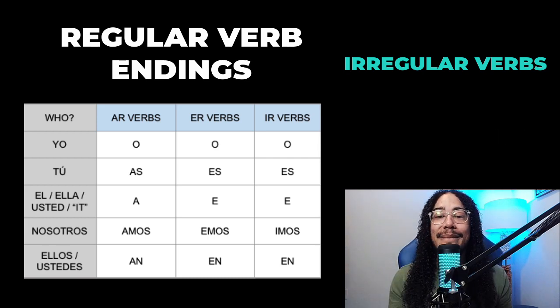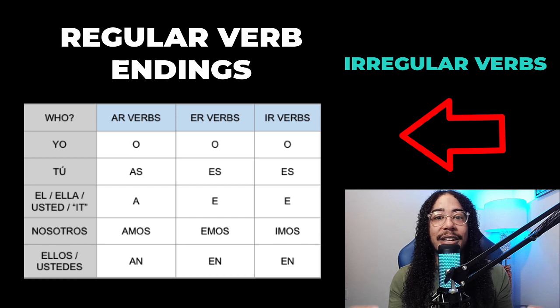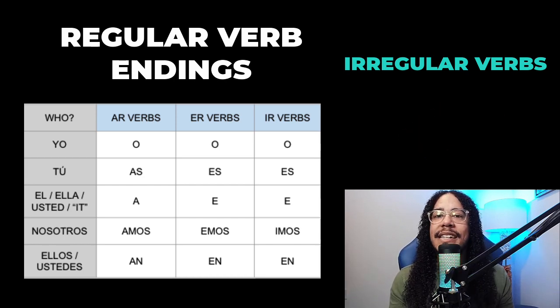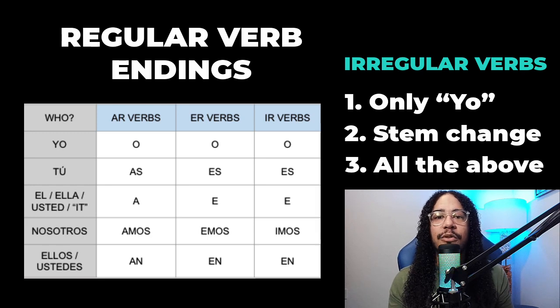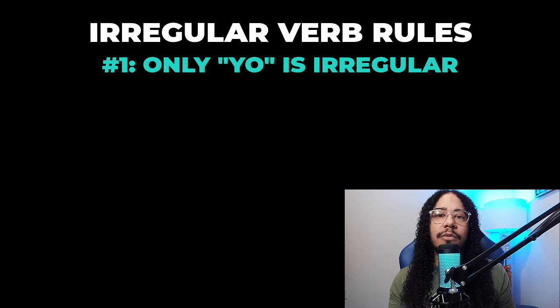But there are many irregular verbs that I can help you with, because many verbos irregulares still mostly follow the same rules as regular verbs, but with a slight difference. There are three types of verbos irregulares that I'm going to break down in esta lección. Verbs that are only irregular for yo, stem changing verbs, and verbs that follow both rules 1 and 2. Let's start with rule number 1.